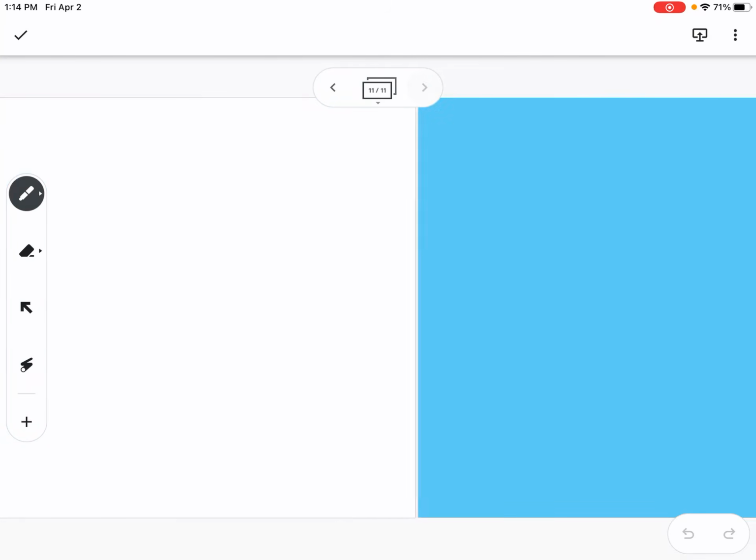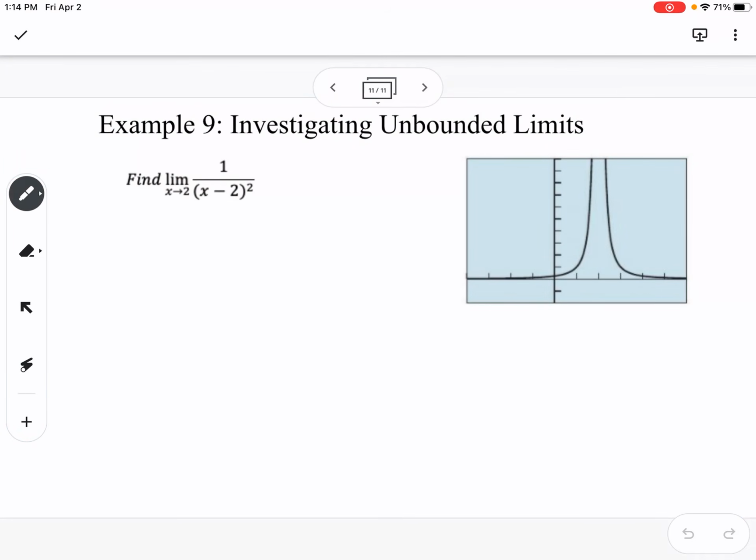Oops, skipped a slide. Okay, and our last example is investigating unbounded limits. You can see here we're finding the limit as x approaches 2 of 1 over x minus 2 squared. And so here's 2. You can see that in this graph we're not approaching a single value at 2, and it's going up forever. As we know about asymptotes, this graph's going to get closer and closer and closer to 2, and it's going to get bigger and bigger as we get closer.